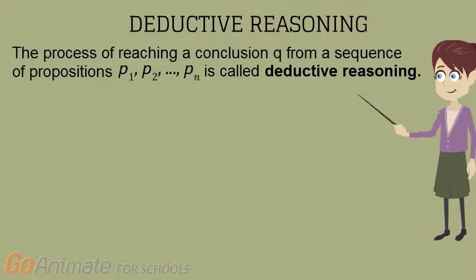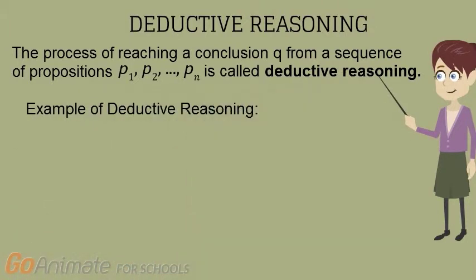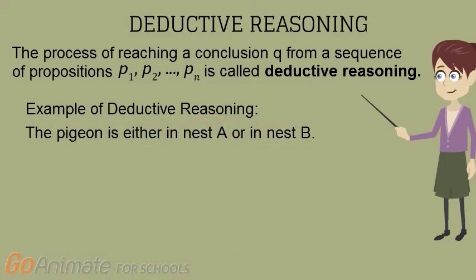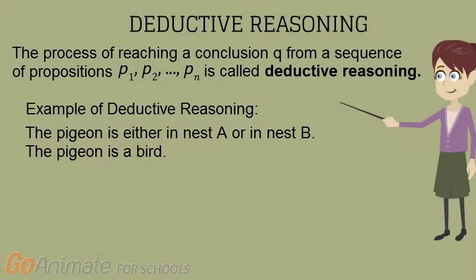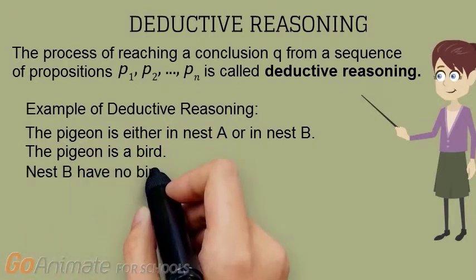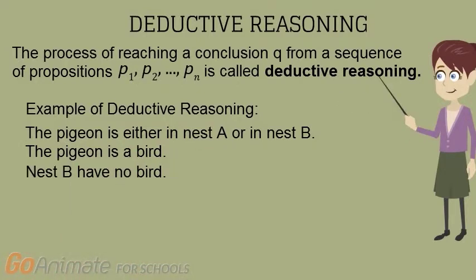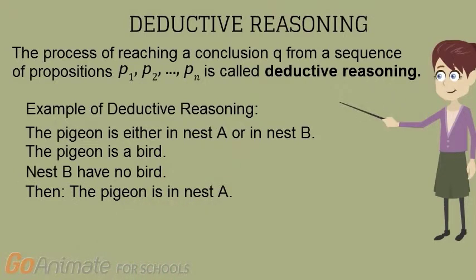The process of reaching a conclusion, Q, from a sequence of propositions, P1, P2 to Pn, is called deductive reasoning. An example of deductive reasoning is as follows. The pigeon is either in nest A or in nest B. The pigeon is a bird. Nest B has no bird. Then, the pigeon is in nest A.